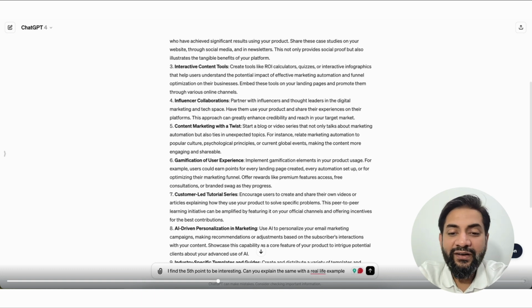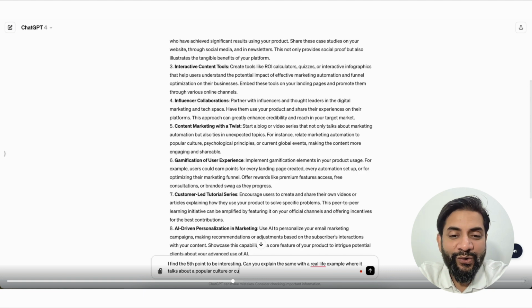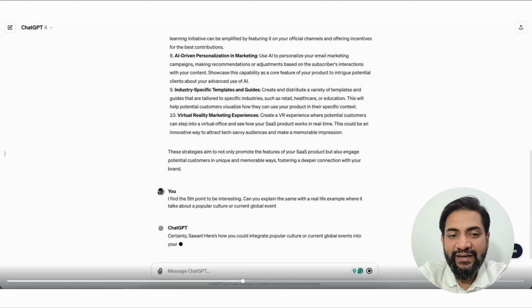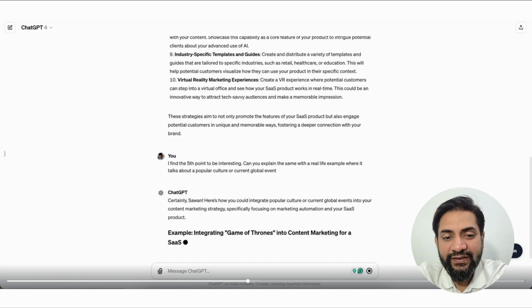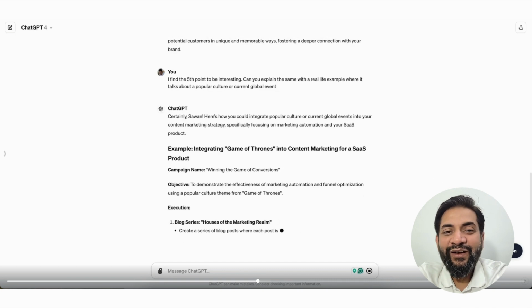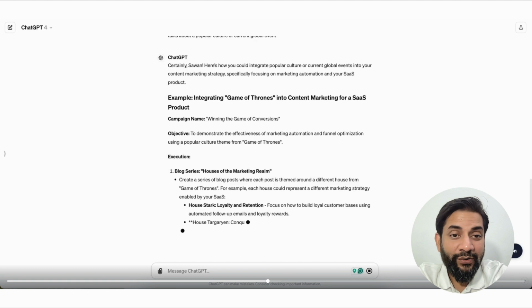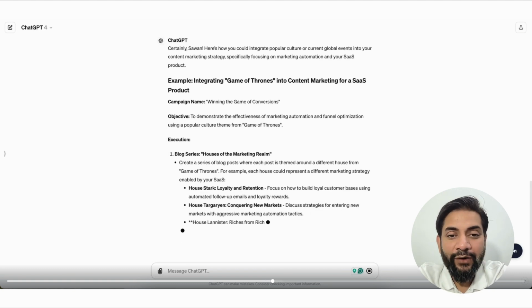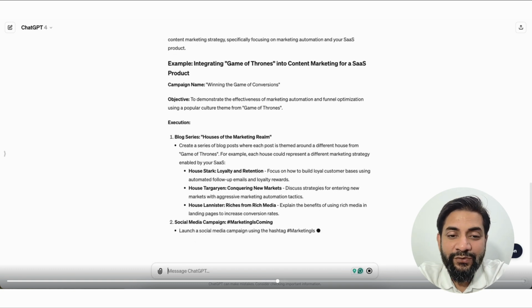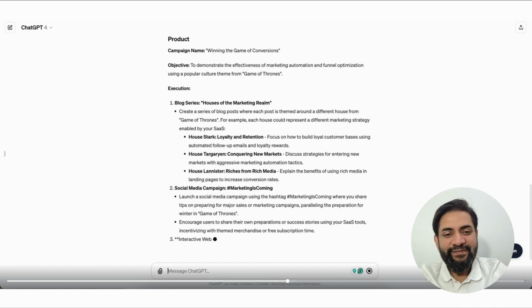Can you explain the same with a real life example where it talks about popular culture or current global events? Now it gives me some creative marketing ideas based on the inputs I gave it. The first one is to integrate GOT into content marketing for a SaaS product. Now how we can integrate it is what the next set of text is about. How can we execute it? A blog series on houses of the marketing realm, social media campaigns with the hashtag marketing is coming. So all of this is connected to GOT.